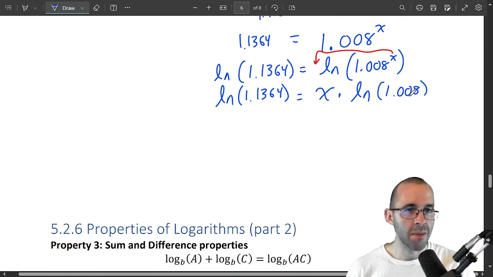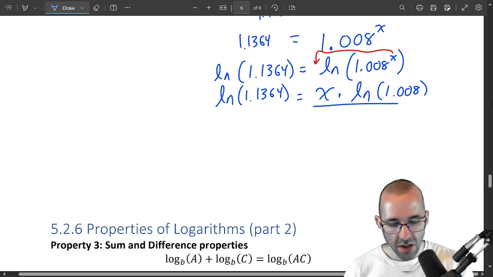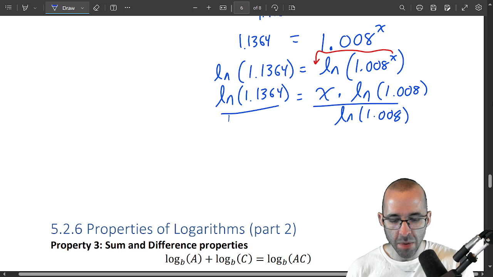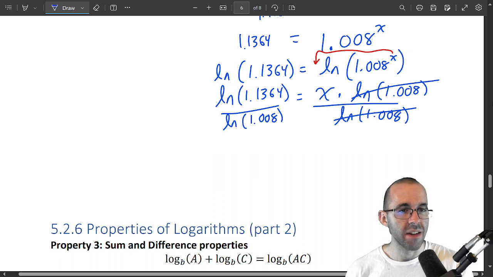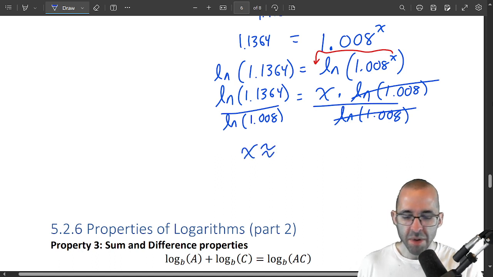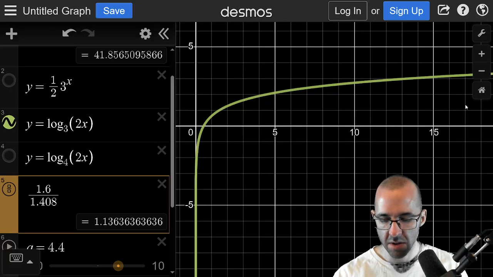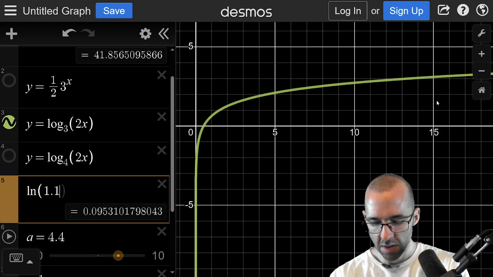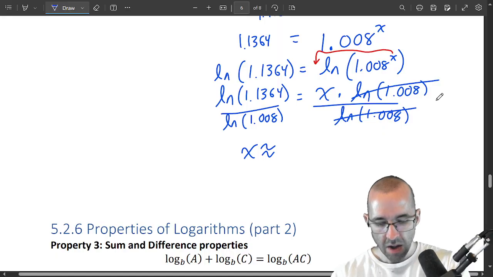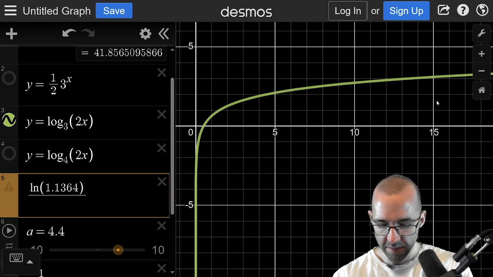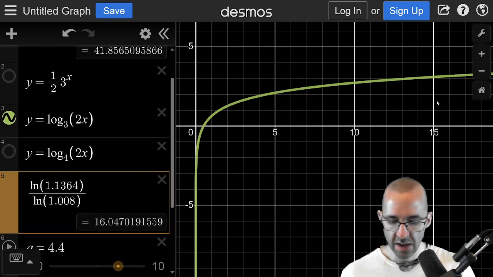So this is just x times some number. How do we undo multiplication? We want the x by itself. We're going to divide by that number. The natural log of 1.008 is just some number. And now we have x by itself. Type in the left-hand side with a calculator and see what it should be. Natural log of 1.1364 divided by the natural log of 1.008. We get about 16.047.